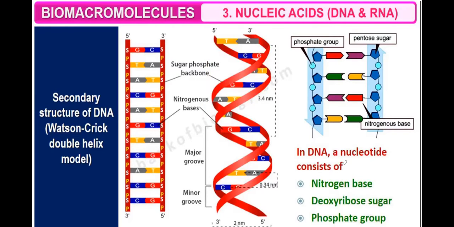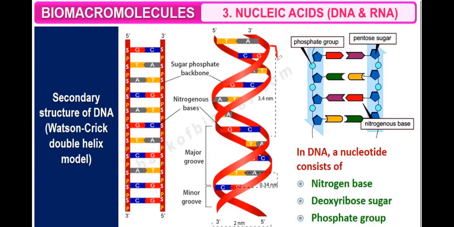In DNA, a nucleotide consists of a nitrogenous base, deoxyribose, and a phosphate group. In RNA, it will be ribose sugar. In DNA, it will be deoxyribose sugar.